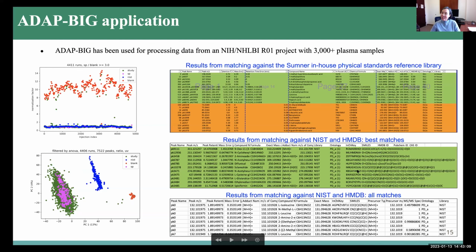So this is one large-scale study that we have carried out. This is actually carried out before our rigorous comparison, but still we have seen good results from this study. And here is a large-scale study with more than 3,000 plasma samples, and they were distributed into 42 analytical batches. So ADP big was able to handle it. And for exporting the results, we export the results after matching against in-house reference library, also matching against public libraries. Here I am showing a screenshot of the results after matching against NIST and HMDB.